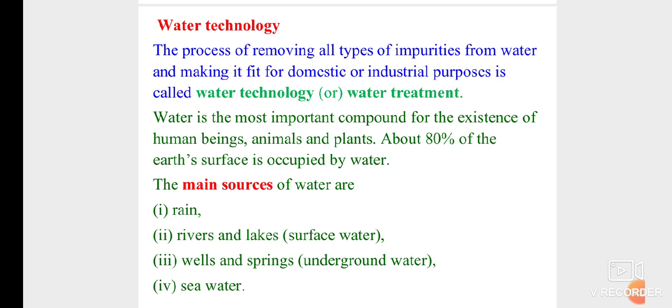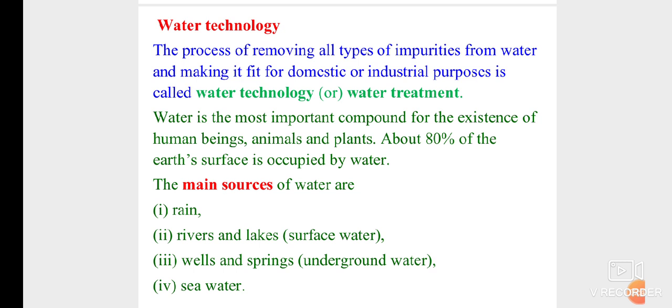In the same way, river and lake waters are impure, because river water and lake water pass over the ground and pick up salts like magnesium, calcium, sulfate, chloride, fluoride, and other types of salts. Well and spring water are also impure because some salts are mingled into them. Sea water has a high salt content, so it is unfit for domestic as well as industrial purposes.